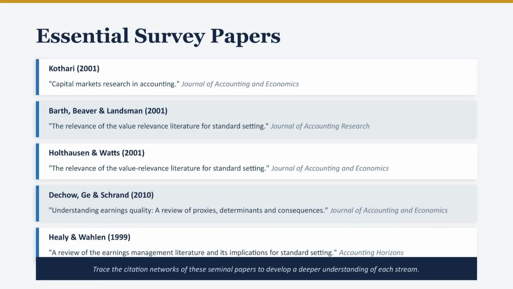This final slide lists 5 essential survey papers in accounting research, serving as a cornerstone for further study. The citations include works by Kothari, 2001, Barth, Beaver and Landsman, 2001, Holthausen and Watts, 2001, Dechow, Ge and Schrand, 2010, and Healy and Wahlen, 1999. These surveys shape future scholarly inquiry for research.